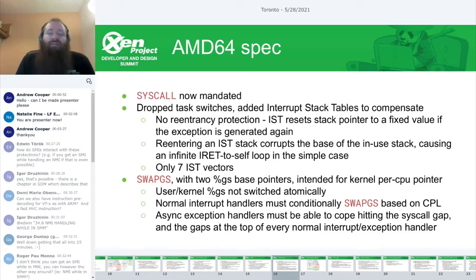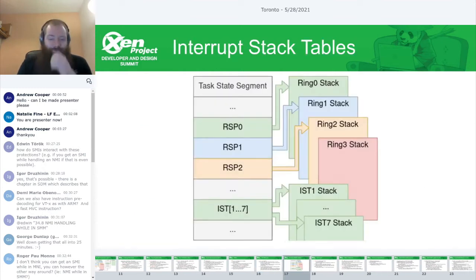Normal interrupt handlers must conditionally swap GS based on whether they're interrupting user space or kernel space. And the async exception handlers, which we looked through before, need to cope with that, as well as being able to cope with the areas of the kernel where you happen to still be using the user pointers because you hadn't got around to switching them at that point.